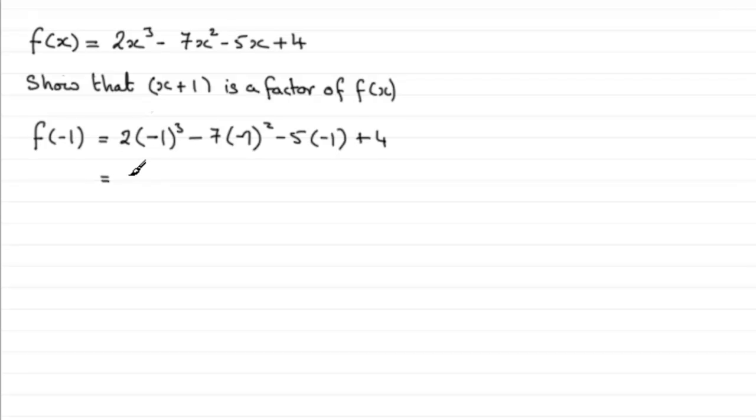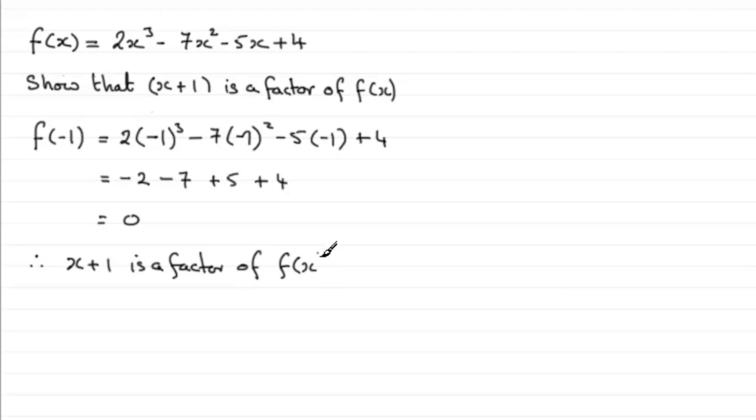And if you do work this out, what you get for the first term then is minus 2, then you've got minus 7, and then plus 5, and then plus 4. So you've got minus 9 plus 9, so yes, that equals 0. So just as a conclusion, we can say therefore x plus 1 is a factor of f of x. Okay, it just shows the examiner that we have finished the problem.